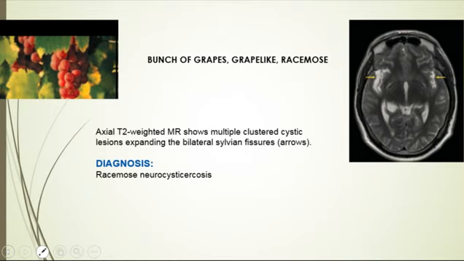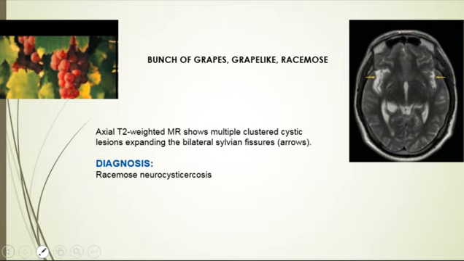The racemose variant, racemose, exactly, maybe mild edema. Wait, don't jump. We're in stage 1 or 2, okay? Stage by stage, wait, okay? Racemose is Latin for bunch of grapes. It is clustered cysts, usually without scolices, just cysts. Typically located where? In the Sylvian fissure, like in this case, and basal cisterns.